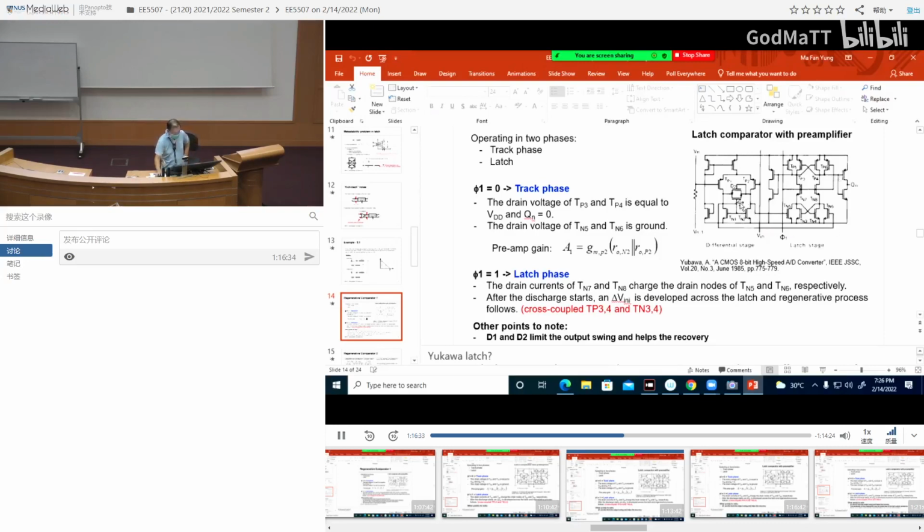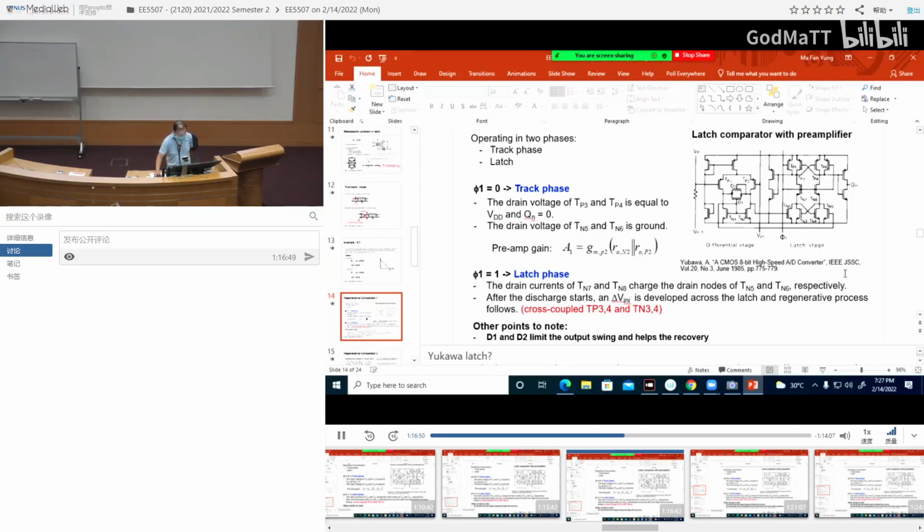Okay, and then we have D1, D2 in the preamp just to limit the output swing. That should help with what we call recovery, which means when you want to make another comparison. So you can refer to this.